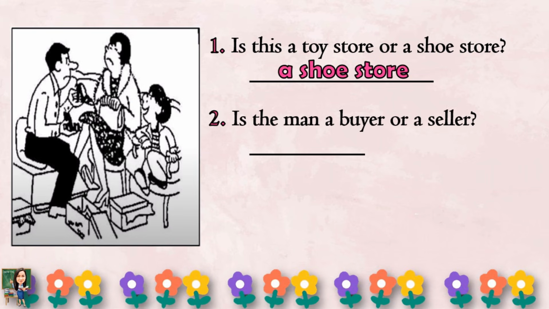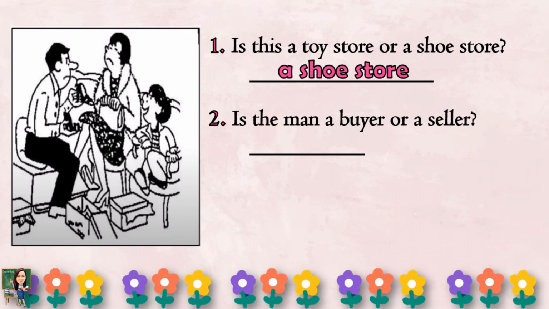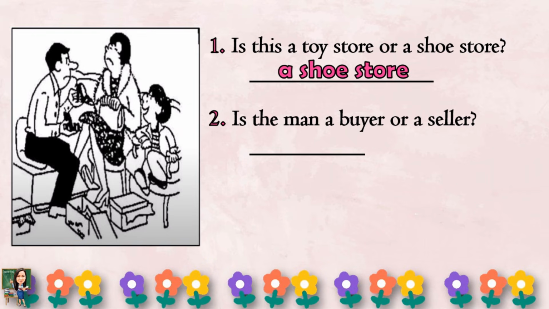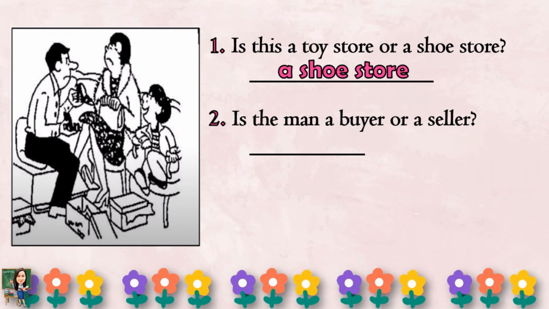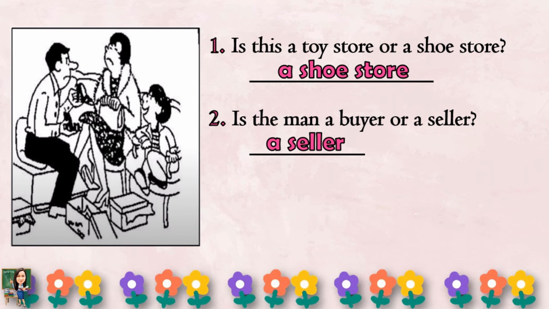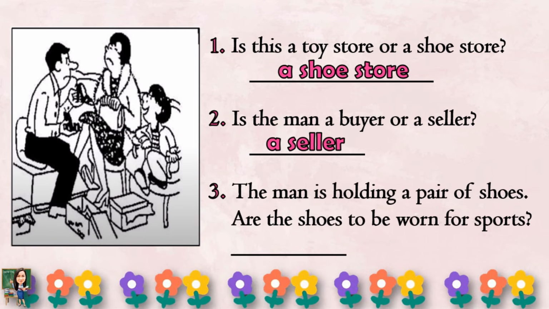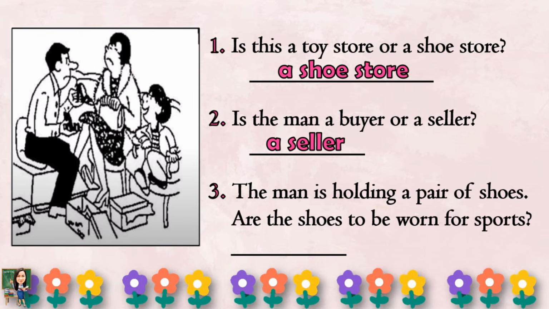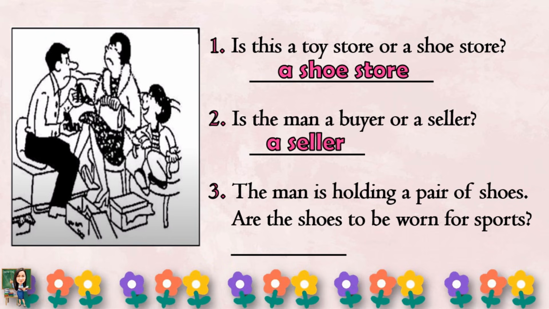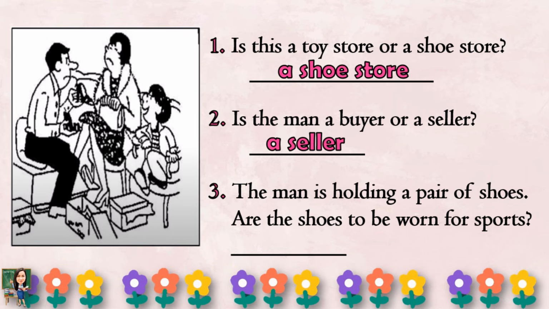Number 2. Is the man a buyer or a seller? What is your answer? Very good. The man is a seller. Number 3. The man is holding a pair of shoes. Are the shoes to be worn for sports? What is your answer? Very good. The correct answer is no, because the shoes are worn for formal wear.